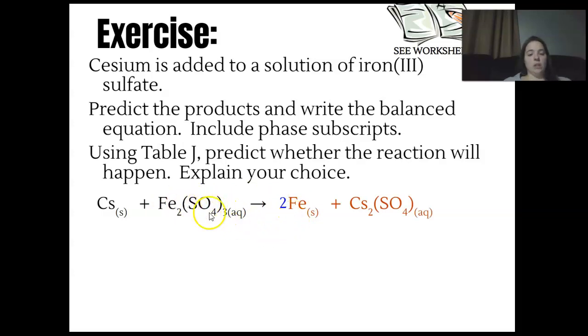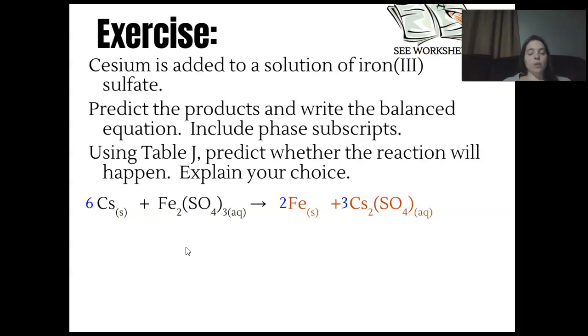Well, let's look at this. We've got the sulfate. There's 3 here. There's none here. So I'm going to pop this 3 over here. But my cesiums are like way off. 3 and 2 is 6, so all I have to do is put a 6 right there. Pretty simple. We're all done.